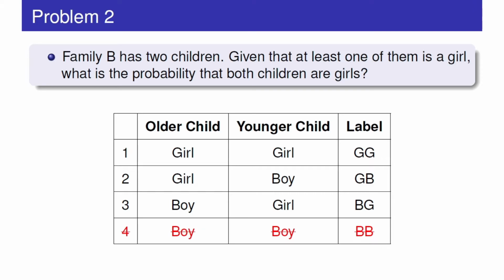Now, the fourth one does not satisfy this condition, so we do not consider it. Now, among these three possible situations, what is the probability that both children are girls? So that's 1 out of 3. So therefore, the probability for problem 2 is 1 over 3.